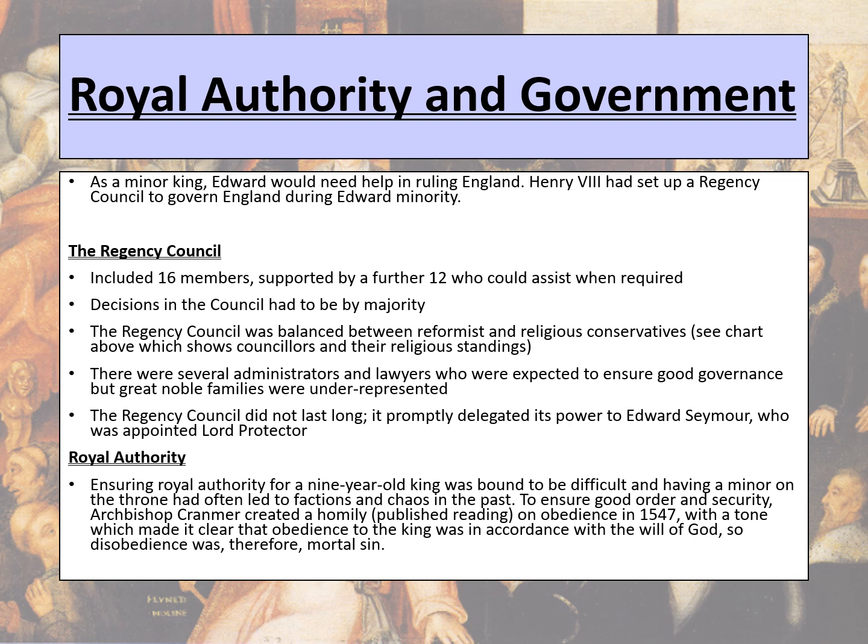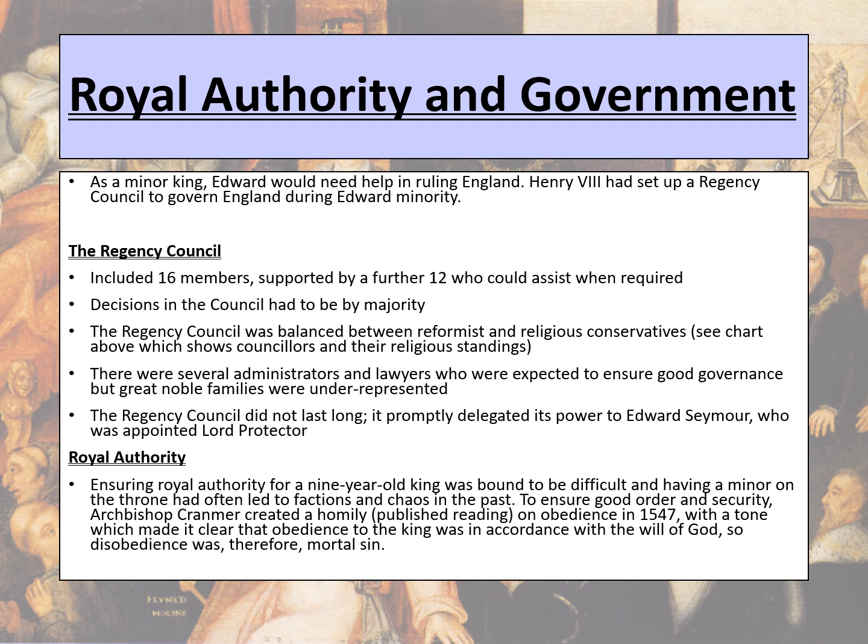Henry's will had stated that the regency council would be 16 members, supported by a further 12, and this would be a balance of reformists and conservatives. It would be a mixture of people with different skills, like administrators and lawyers, and it should also represent noble families, although these were underrepresented as well. But this didn't really work out the way it was supposed to. Of course, there was a balance of reformists and religious conservatives. There was a balance of people with different skills.